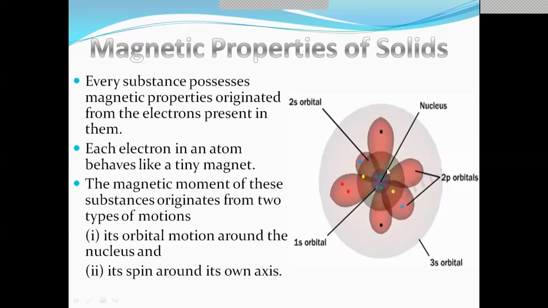In this picture you can see the central nucleus, which is surrounded by the 1s orbital, 2s orbital and 3s orbital, with 2p orbitals which are seen in dumbbell shape. S orbitals are all in spherical shape. So the movement of electrons around the nucleus may be in spherical shape or dumbbell shape or double dumbbell shape, etc. But the spin of electrons is in two ways, either clockwise spin or anti-clockwise spin. Because of this kind of movement of electrons present in atoms, they exhibit magnetic properties.